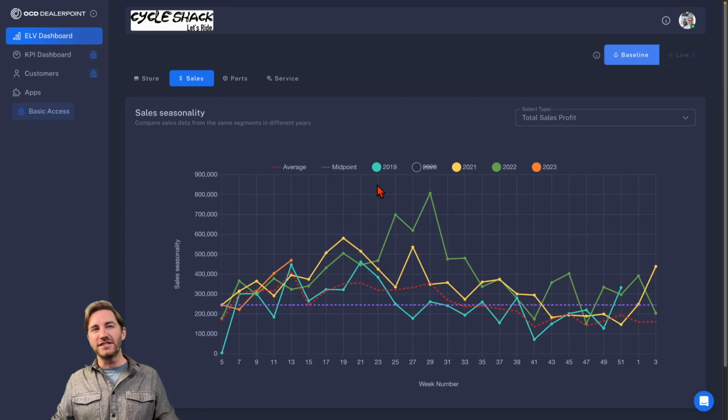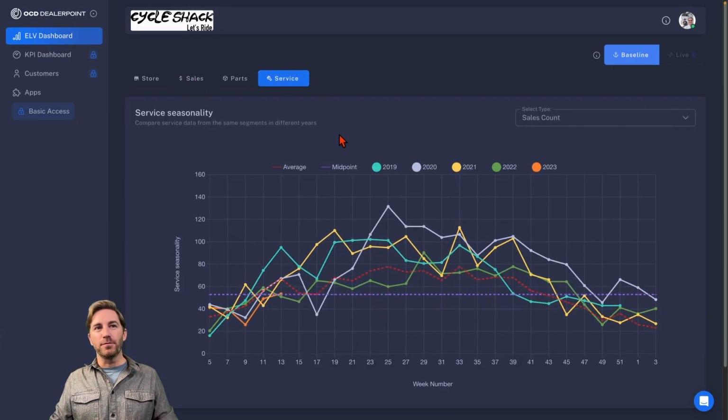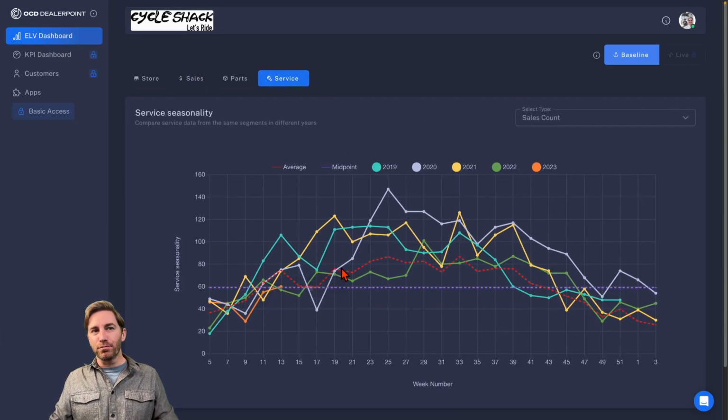So, we can turn that one off and see what trends looked like if we took out that one year. Now, when I go over to a department like service, service is a pretty clear one to understand. We have this red dotted line that gives us an average. This is the average number of repair orders for the past 5 years. And as that number goes up and down, we can say we are busy and we are slow.